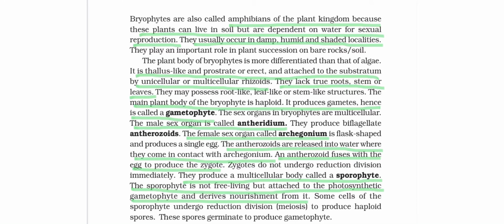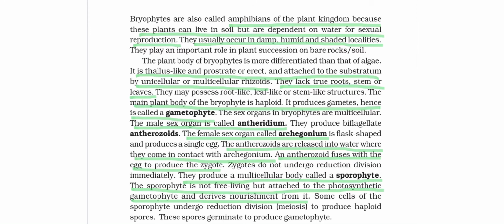These antherozoids are released into water where they come in contact with the archegonium. So the fusion of male and female gametes is possible in the water medium. Here they fuse and produce a zygote. The zygote does not undergo reduction division immediately, but produces a multicellular body known as the sporophyte. Actually this sporophyte is not free living, but totally dependent upon the gamete-producing phase.